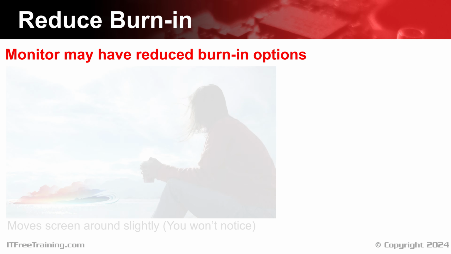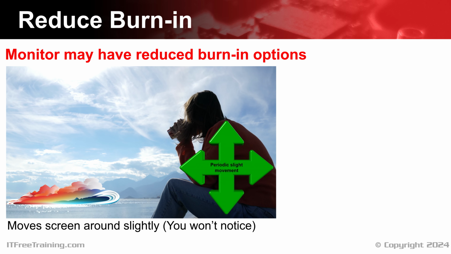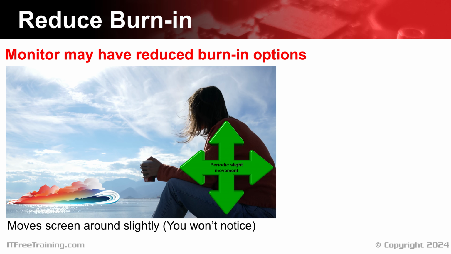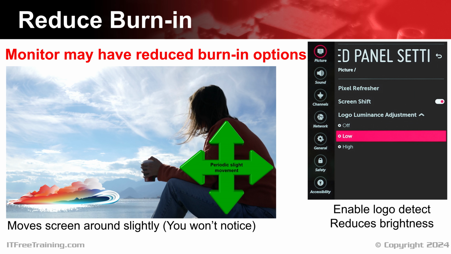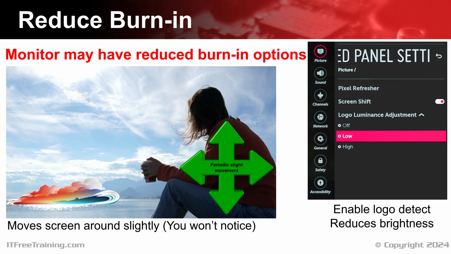For example, there may be an option to slowly move the screen around. Essentially, what occurs is the video is slowly shifted around the center of the screen so you won't notice. The screen shifting will hopefully reduce the amount of burn-in, since the location of the static items like logos will move around the screen. The monitor may also have an option to detect logos. These monitors will attempt to detect the logo and reduce its brightness, thus reducing the amount of burn-in. These options will help reduce the effects of burn-in. However, they won't eliminate it. OLED monitors are more likely to have features like these, but not all will.